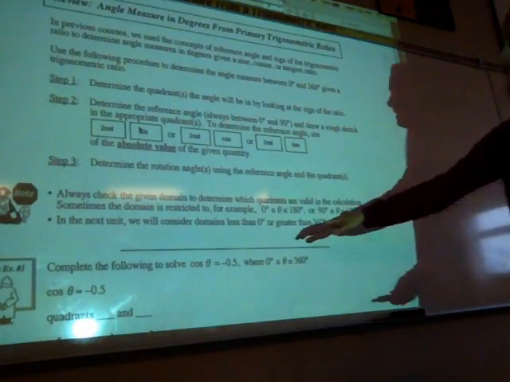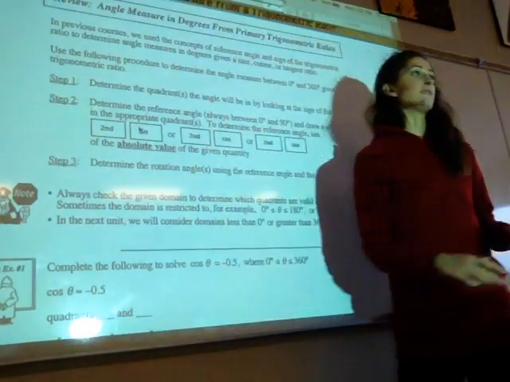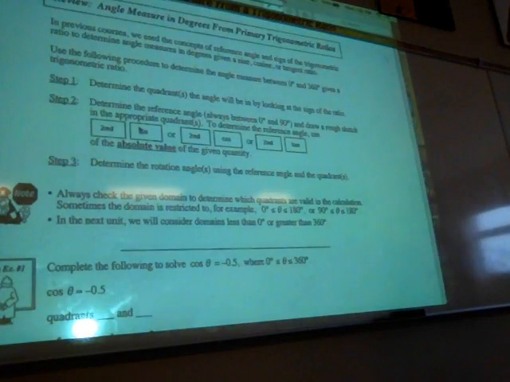If I had cosine theta is equal to negative 0.5 and I wanted you to find the angle, you would have to go second cosine 0.5. If I want the angle in degrees, what mode do I need to be in? Degree mode. So just be careful, whatever mode you're in, that's the output you're going to get. So if you're in degree mode, you'll get a degree measure. If you are in radian mode, you'll get a radian measure.